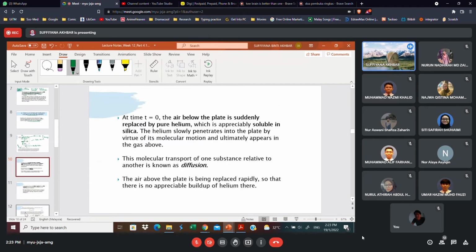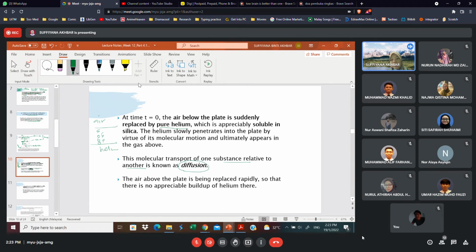Okay, so this is the description of the figure. Maybe I repeat again. At time t equals 0, the air below the plate is suddenly replaced by pure helium, which is appreciably soluble in silica. So the helium slowly penetrates into the plate by virtue of its molecular motion and ultimately appears in the gas above. So it will go upward. This is helium, this is air. The molecular transfer of one substance relative to another is known as diffusion.